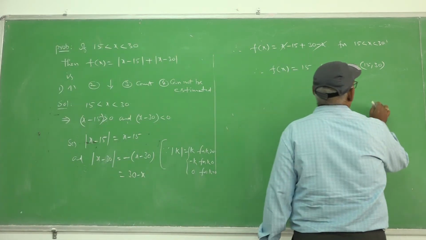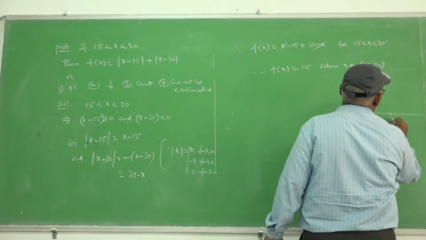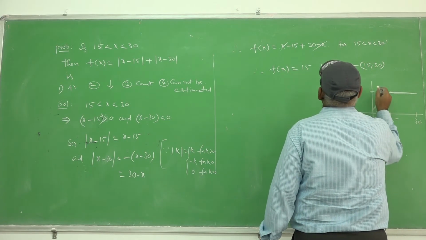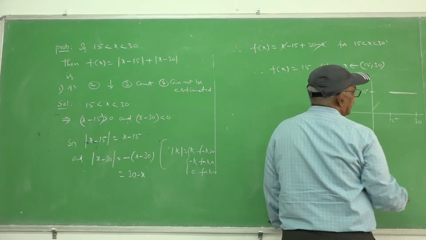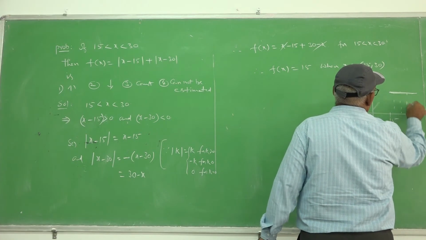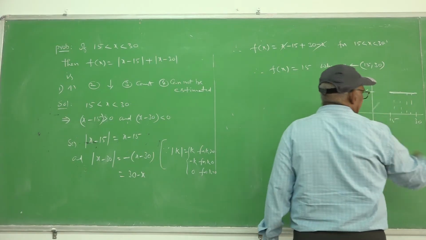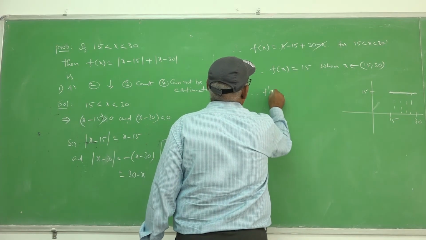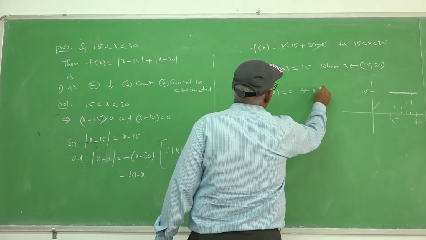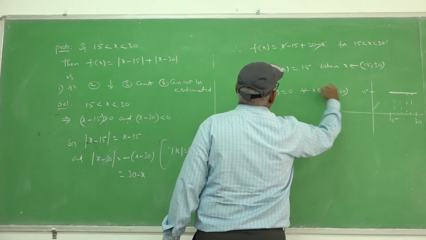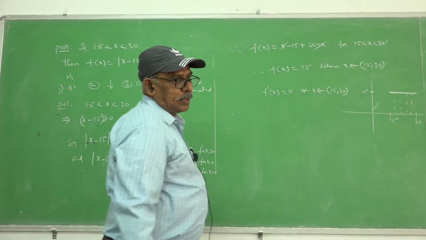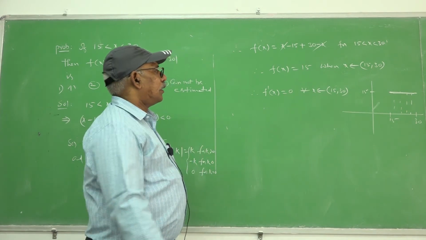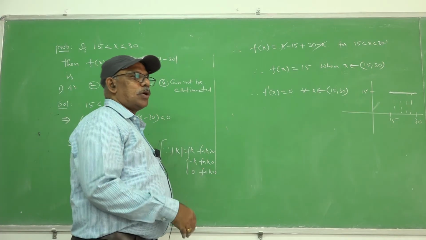So graphically, between x is 15 and 30, the graph of the function is constant, which takes the value 15. In this interval, the graph of the function is parallel to the x-axis because it is a constant function. Therefore, f dash x is 0 for all x that lies between 15 comma 30. Constant derivative is 0. Hence, the function is stationary. We cannot say either it is increasing or decreasing.